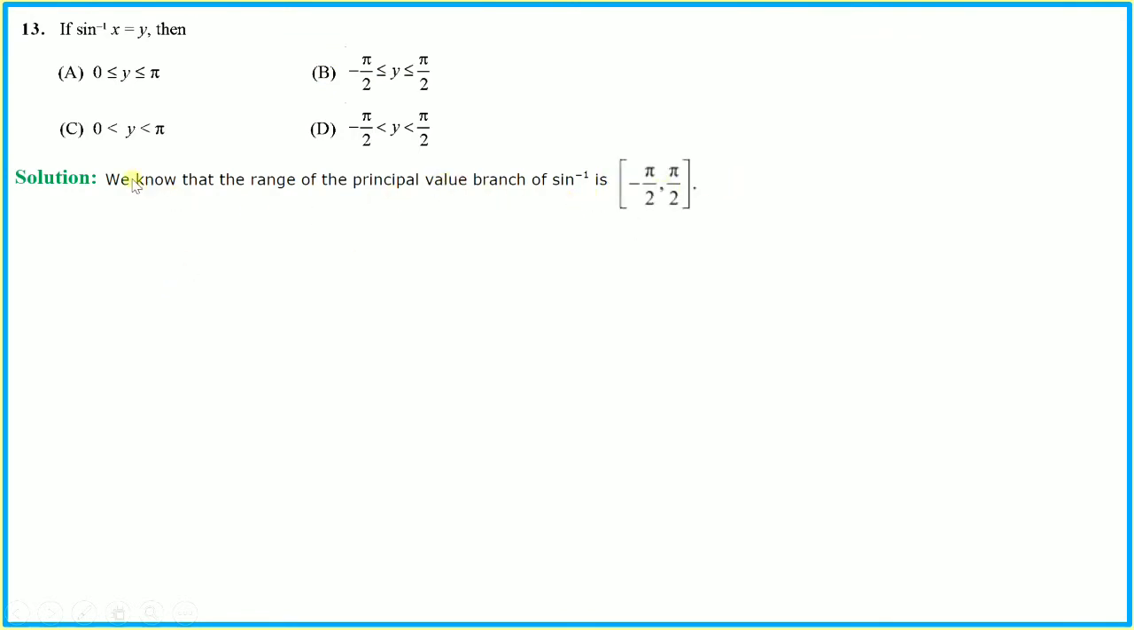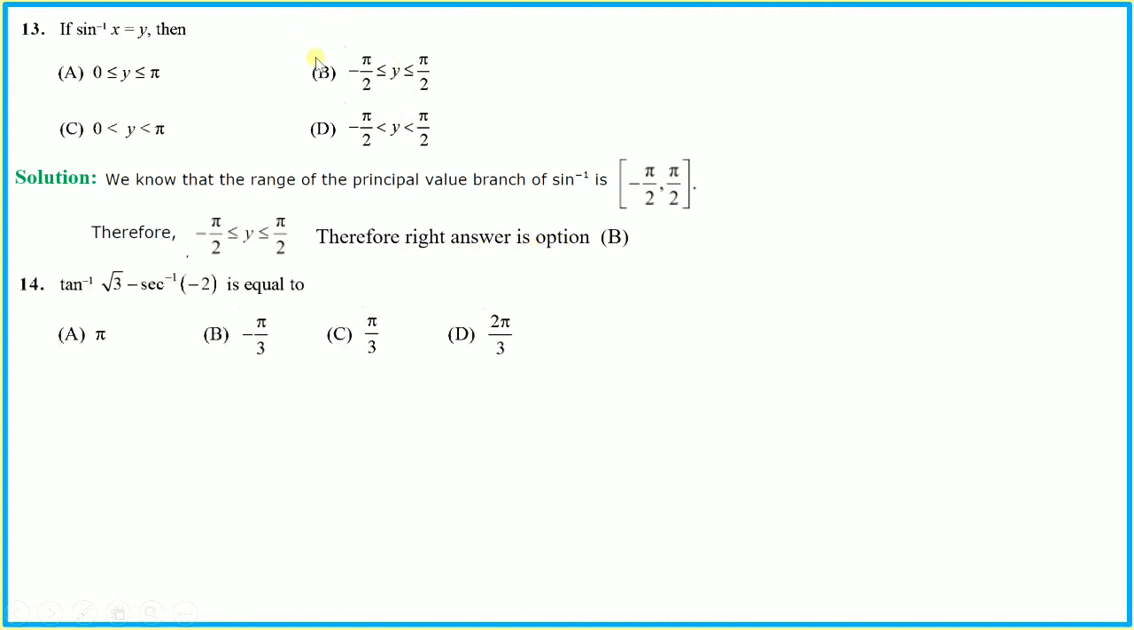As we know, the range of the principal value branch of sine inverse is from minus pi by 2 to plus pi by 2. This is a closed interval, which means equal to or greater than on one side and less than or equal to on the other. Therefore y is greater than or equal to minus pi by 2 and less than or equal to pi by 2. Therefore the right answer is option B. Let us now move towards question number 14.